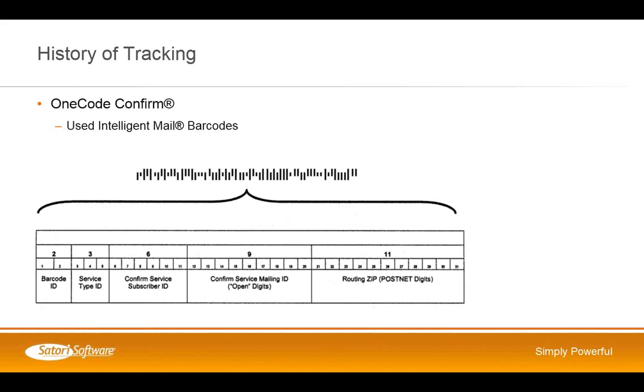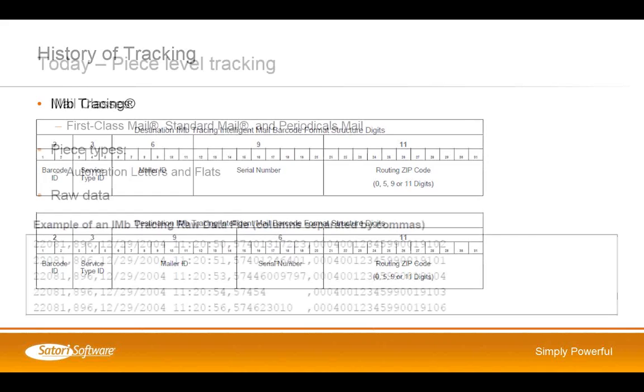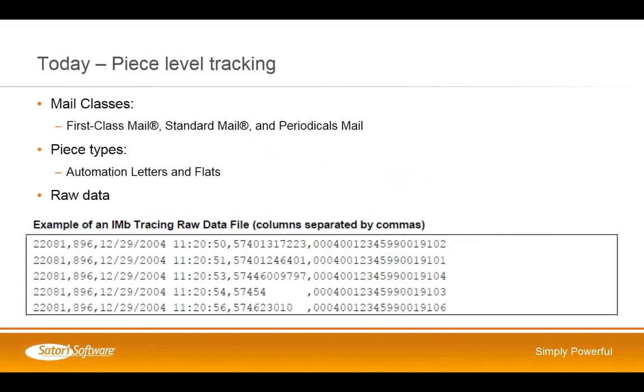From One Code Confirm, we have now moved to essentially the current state, known as IMB Tracing. For those of you participating in Full Service, IMB Tracing is one of the benefits of Full Service, and you can receive the tracking data at no cost. But as I've noted here, it is just that. It is raw data. It's available in First-Class Mail, Standard Mail, and Periodical Mail, and it's available for letters and flats.